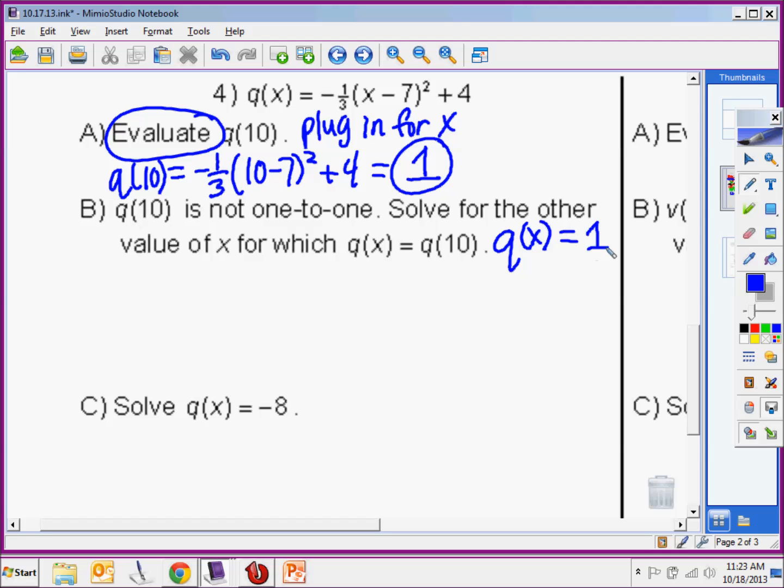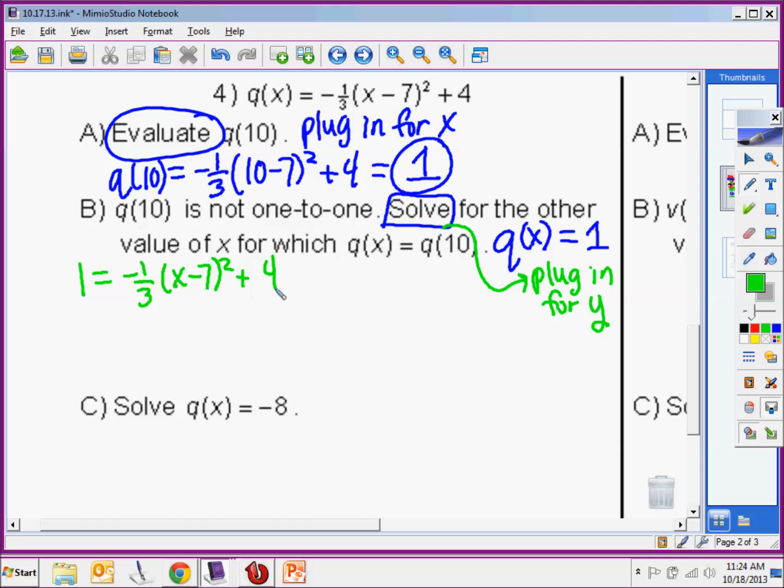And it wants me to solve that. Because it says solve, what does this solve tell me I'm going to do? Plug in for y. Because we know q of 10 equals what? 1. So q of x equals 1. So that means we're going to plug in for y, because we do not know what y is. We do not know what q of x is. All right, so let's plug in for y. So 1 equals negative 1/3 times x minus 7 squared plus 4.